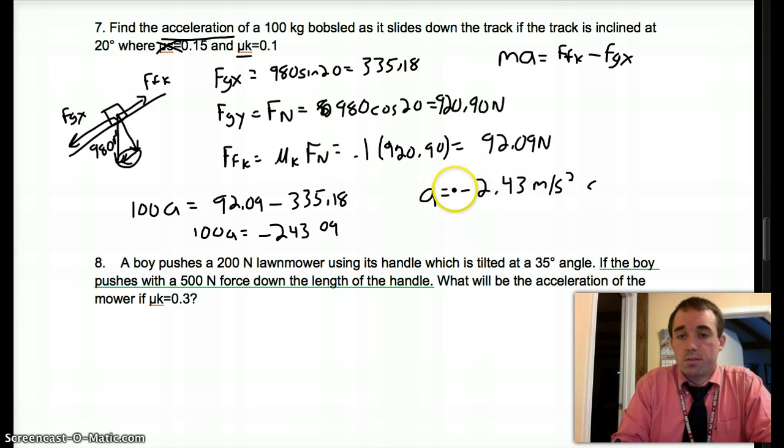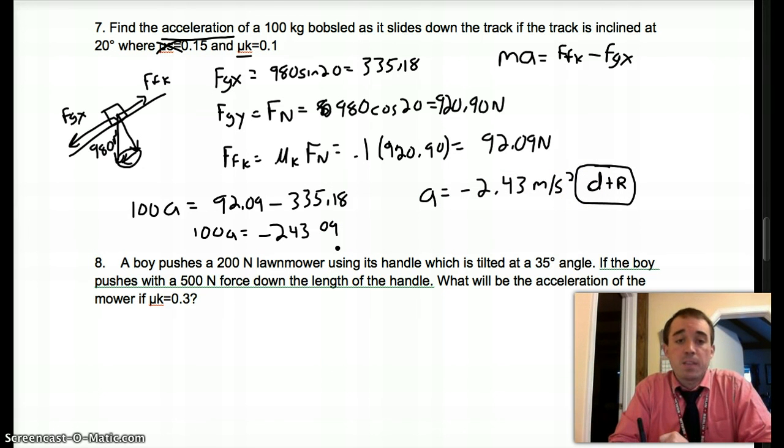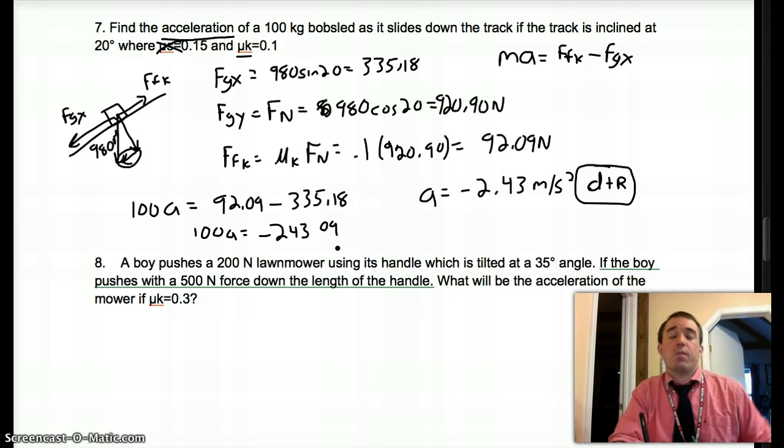And I know on the answer sheet it says positive, but that's because on the answer sheet it cancels out the direction, down the ramp. You don't need both of these. You should have either the negative or the down the ramp. I think I'll stop there for this screencast, questions 1 through 7, and pick up with 8 on the next one.